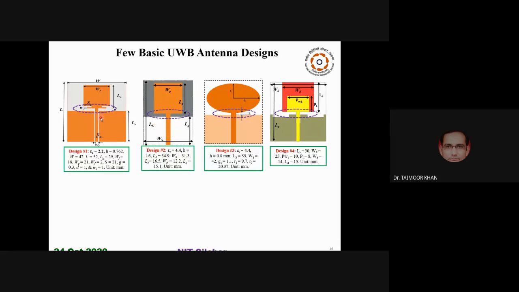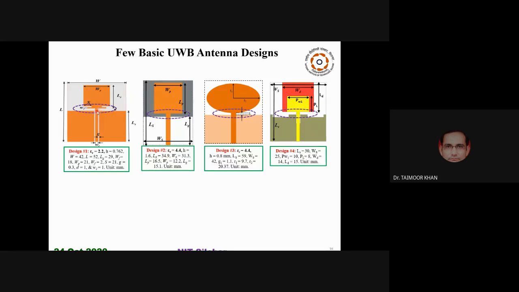If you see these, all these designs have a partial ground plane. The first one has coplanar waveguide feeding, and the second one has microstrip feeding. These two feeding techniques are very popular for designing ultra-wideband antennas.